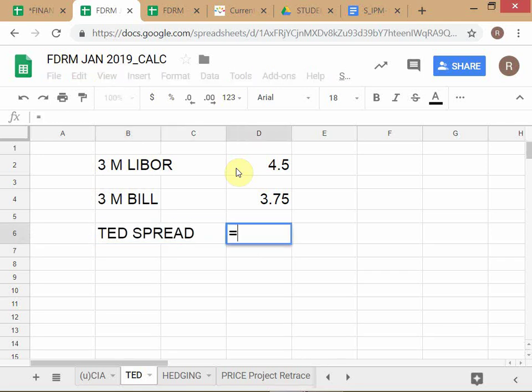Yeah, so the 4.5 minus the 3.75, this is our TED spread, okay. So what have we done? How did we derive the TED spread?